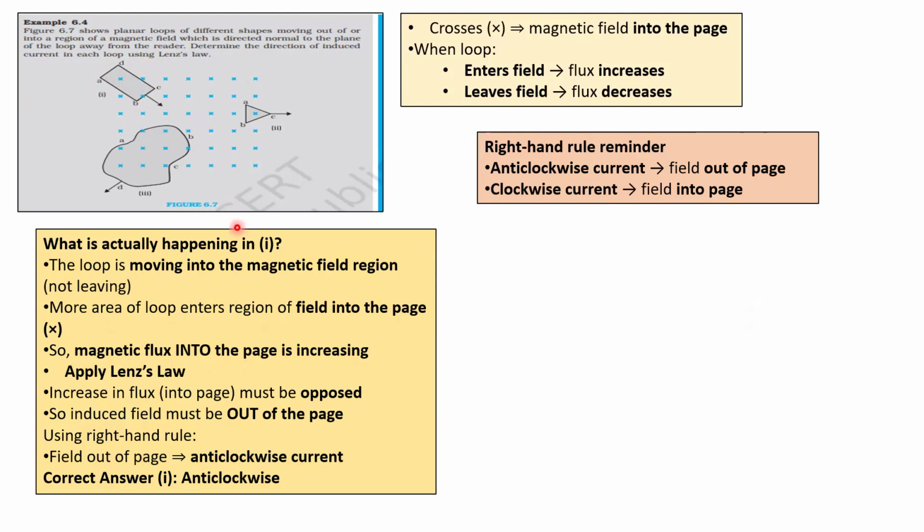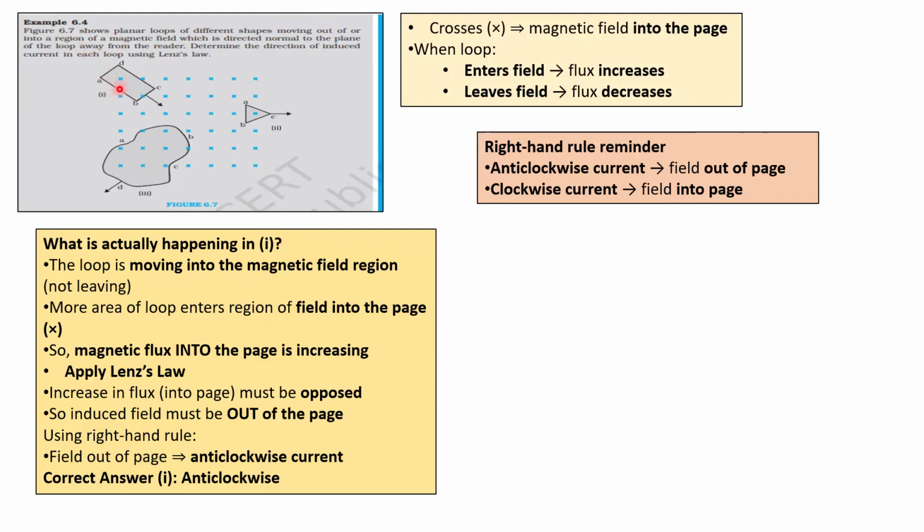Step number 1. Let us take it to your right hand. Apply the right hand thumb rule. The magnetic field is inward, so your thumb goes inside. What's the direction of current? The current will be clockwise. But the current is clockwise, so what happens here?